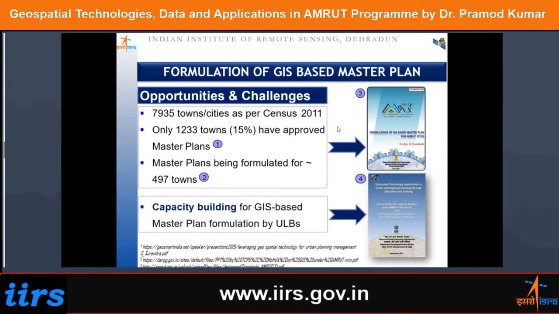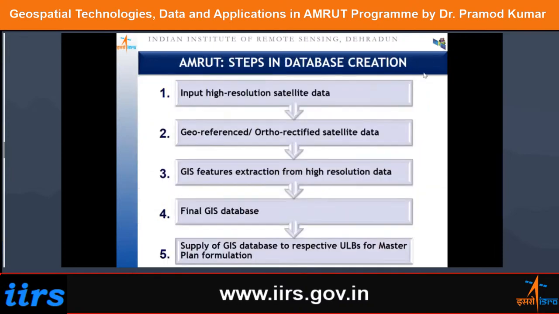And then first this kind of geo-corrected data is generated, and then we have to extract the information within the GIS platform, and then we have to combine the data sets which are collected from the ground from varied sources, and finally the GIS database has to be prepared, and then this is supplied to the urban local bodies for master plan formulation. These were the steps which are being prescribed under the AMRUT scheme.